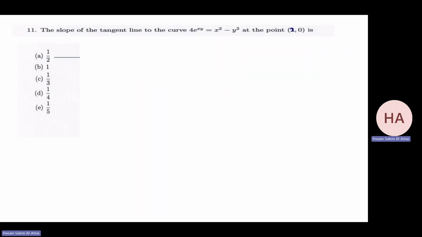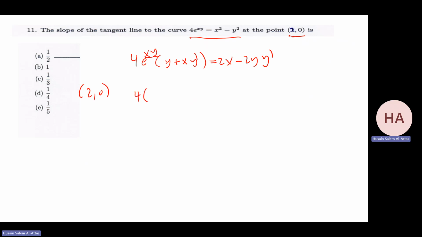The slope of the tangent line to this curve at 2, 0. Differentiate. So you have 4ax, y plus xy prime, derivative of this, equals 2x minus 2y y prime. At 2, 0, substitute. I have 4 times this is 2, times 0, plus 2y prime equals 4. This is 0. So 8y prime equals 4. So y prime equals half. That's it.